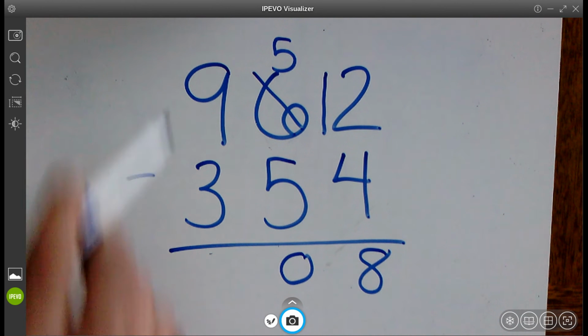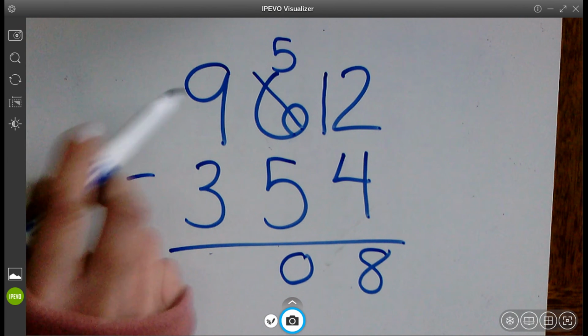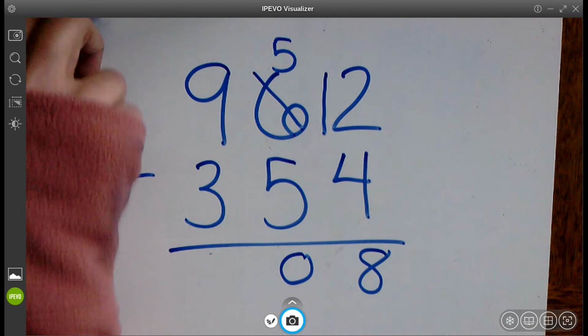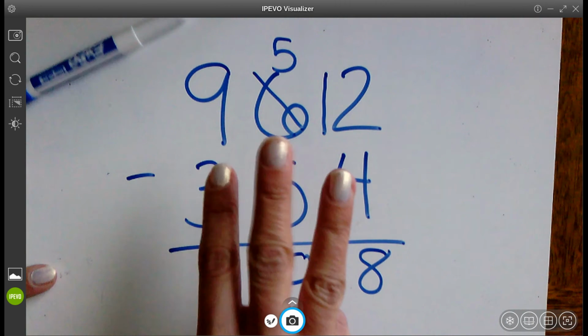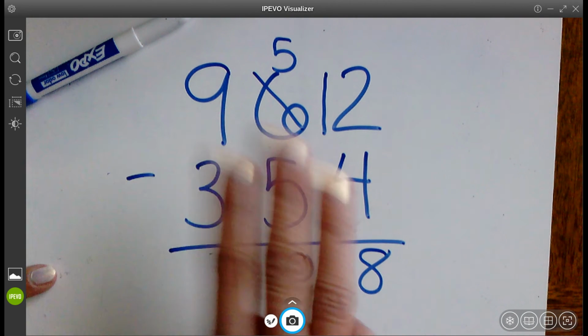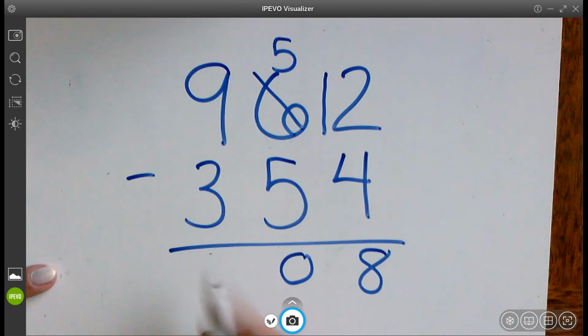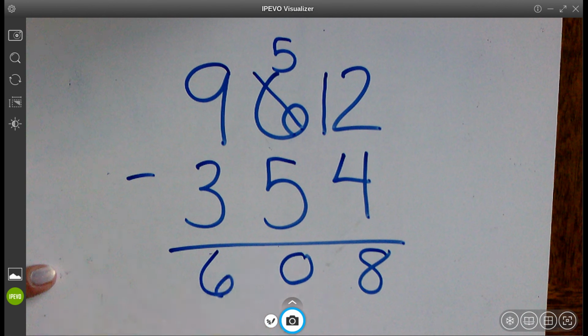9 minus 3, more on top or more on the floor? I have more on top, so no need to stop. 9 minus 3, I have 3 fingers up, and I'm going to press down 9, 9, 8, 7, 6. So my answer is 608.